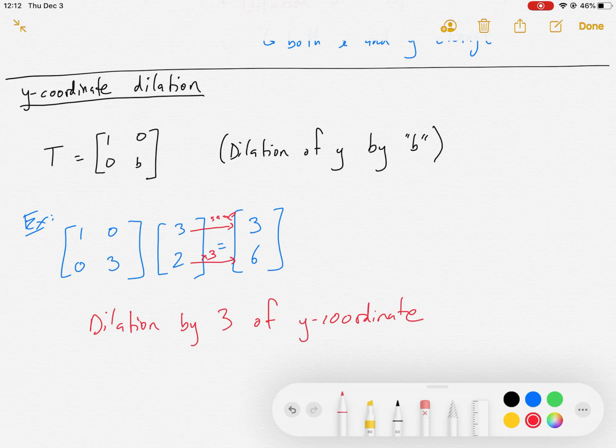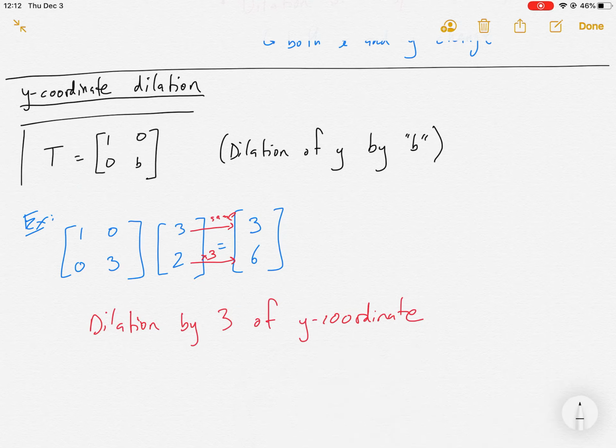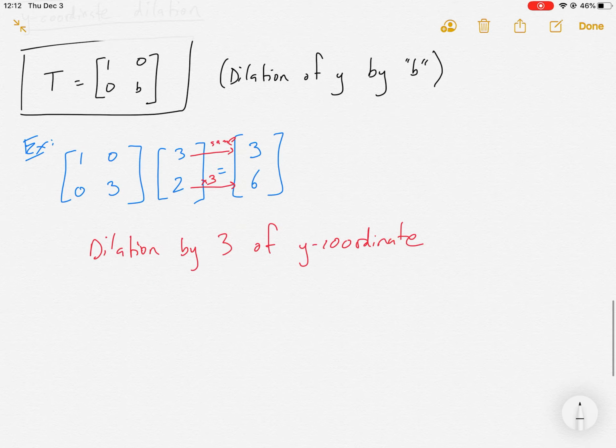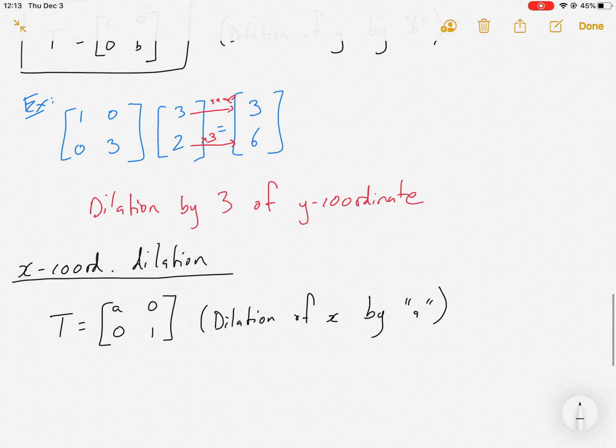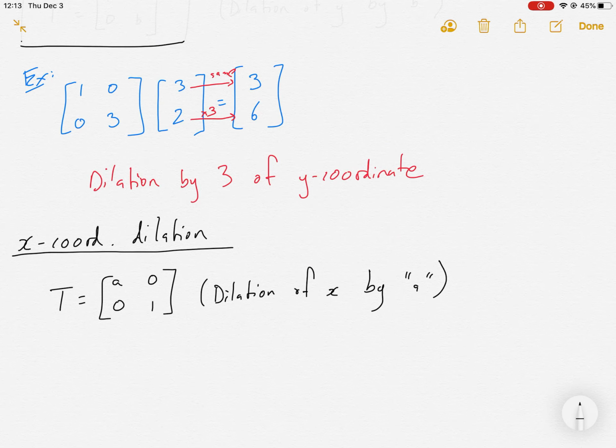So this is either a formula you can write down or you might just remember it. You don't necessarily have to worry about it too much, but that's y-coordinate dilation. If I wanted to do x-coordinate dilation, that would just be the matrix with an a instead of a 1 there, then 0, 0, and a 1 in that position. That would end up dilating the x-coordinate rather than the y-coordinate. So this would be a dilation of the x-coordinate by whatever a happens to be. You could come up with your own example for that if you'd like.